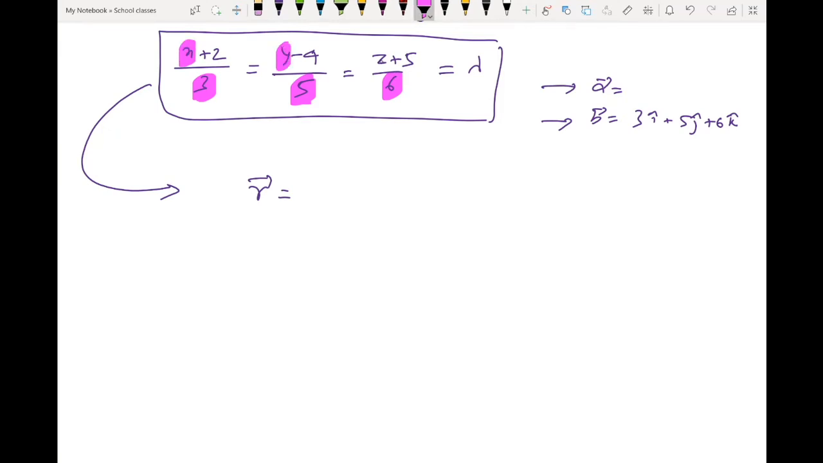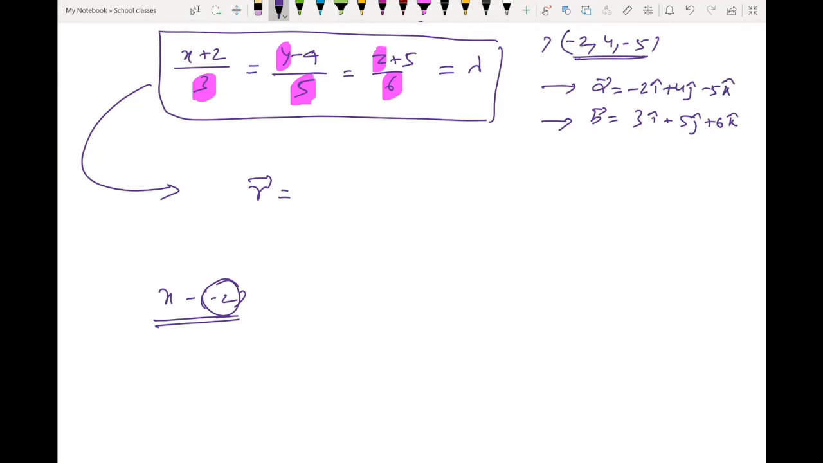First of all, the x, y, z coefficients must be 1. And here the x, y, z coefficients are already 1, so there's no problem. And this must be in the form x minus something, which is nothing but minus 2. So the point will be minus 2, comma 4, comma minus 5. Is it clear now? So the A vector will be nothing but minus 2i plus 4j minus 5k. So the R vector will be nothing but A vector plus lambda B vector. You just need to put the values of A vector and B vector.